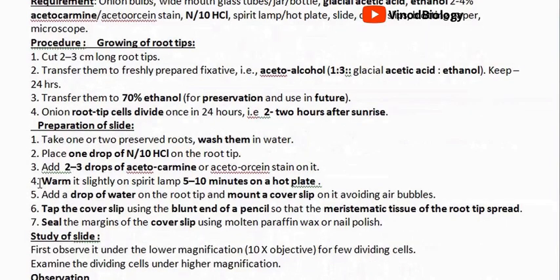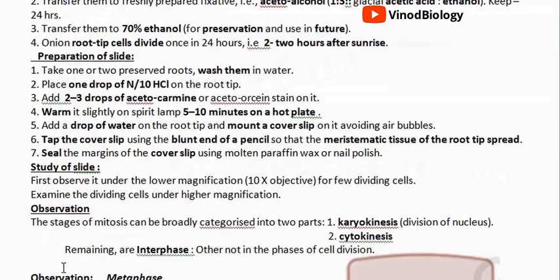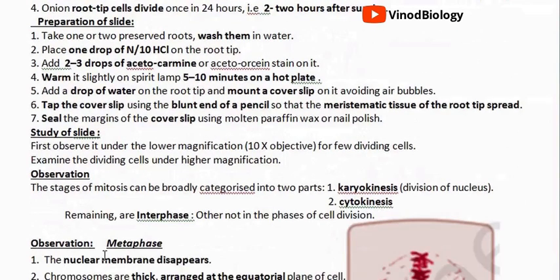This you have to write separately. That's why this will be given 5 marks. Study of slide: what you observe, under which magnification you observe. You have to write the observation specially, that is any phase: prophase, metaphase, anaphase, telophase. But writing metaphase is much better because only this can be easily identified. So metaphase is much better, remember.